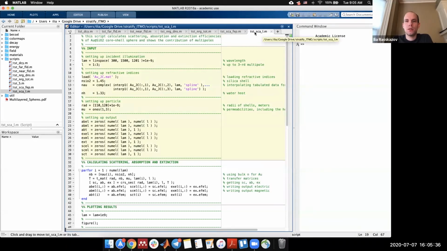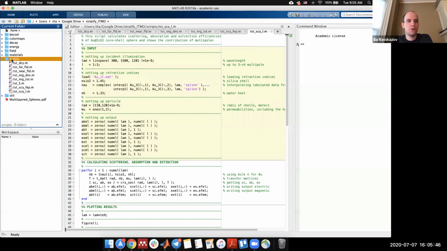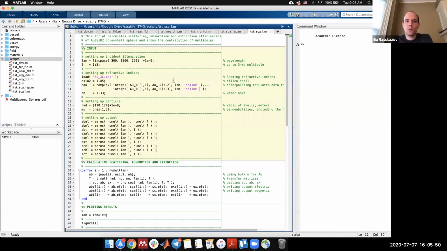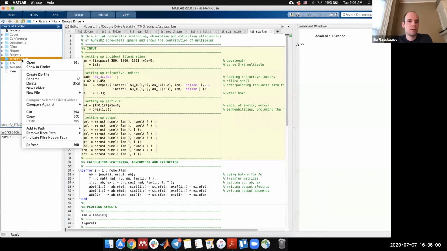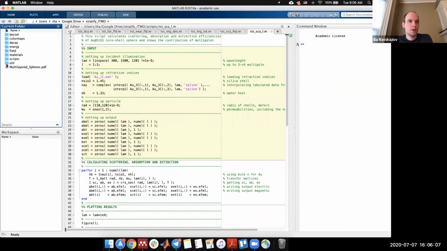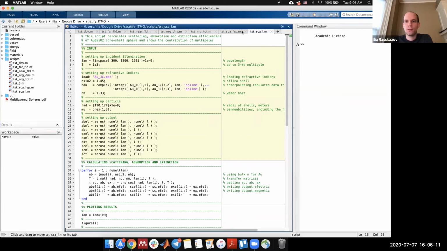I'll give you just a minute or so to find the script. Test scattering L. It is located in the folder scripts. I hope everybody has included this folder in the path. Just to remind you, you need to select the whole folder, right click, add to path, and then selected folders and subfolders. Okay, so I have opened the script test scattering L.